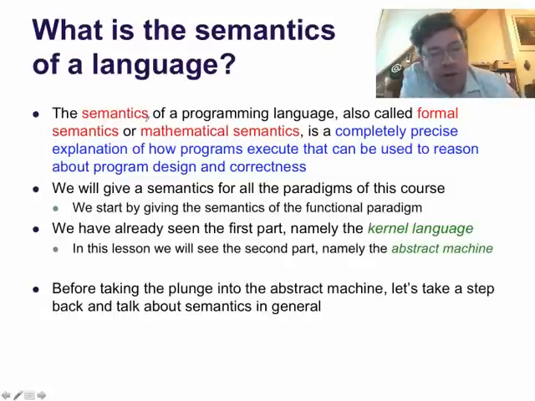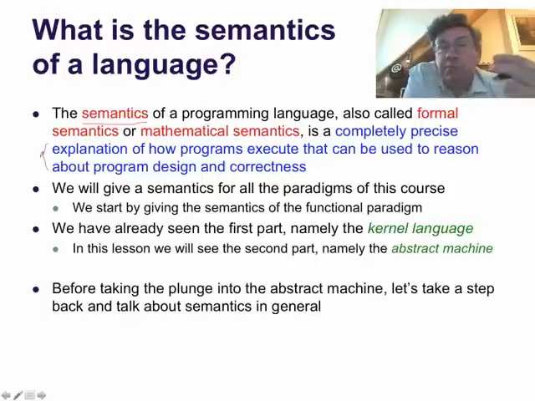So what is the semantics of a programming language? Well, the semantics, or formal semantics, or mathematical semantics, is a completely precise explanation of how programs execute, and we can use it to reason about program design and correctness. So we are going to give semantics for all the paradigms of this course.